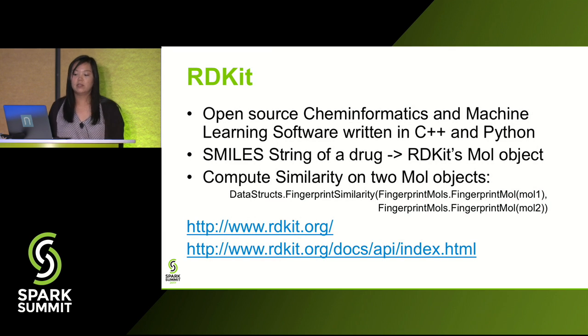One of the third-party libraries that we use is called RDKit. It's an open-source cheminformatics and machine learning library that's written in C++ and Python. For our demo, we use RDKit's Python API to calculate the similarity between two drugs. To do this, we started out with the SMILES string, which describes the chemical structure of each drug, and then translated that into RDKit's molecule object, which is called a mol. Using the mol object, we are then able to calculate the similarity between the two drugs. RDKit offers several different similarity functions. We ended up using the default, which is called the Tanimoto coefficient.